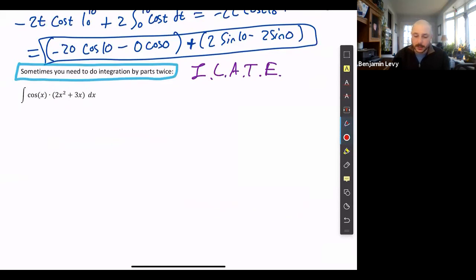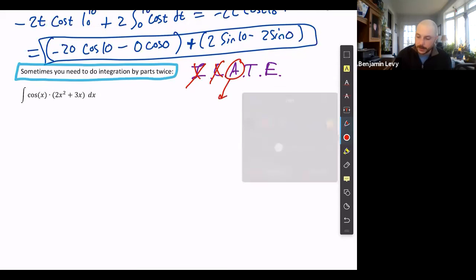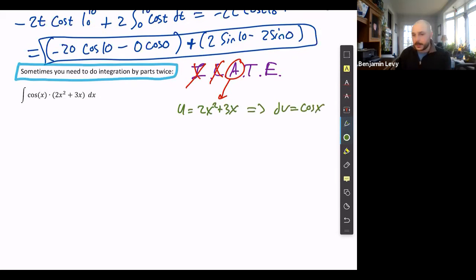I think about the ILATE. It's going to be A again, and the A is the quadratic. So our u in this case is this thing, and it's not going to go away, quote unquote, when we take the derivative. And dv is cosine. Is that right?